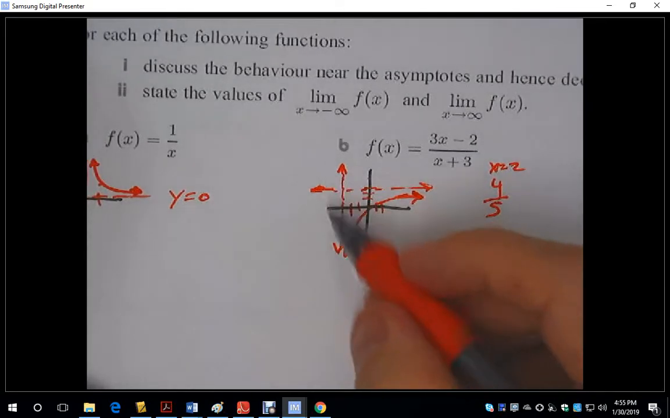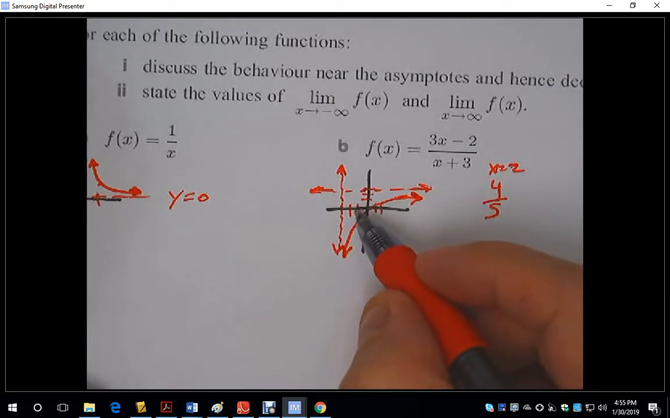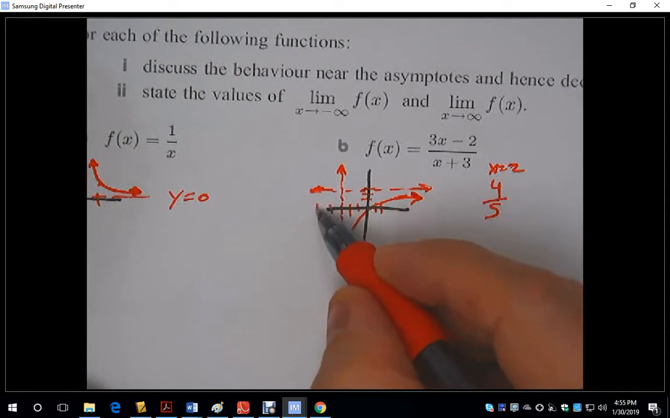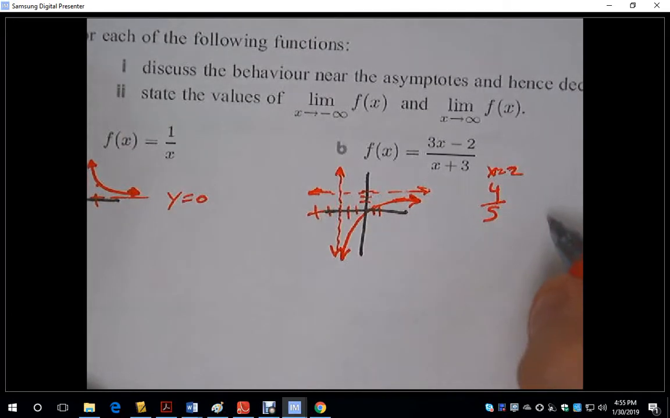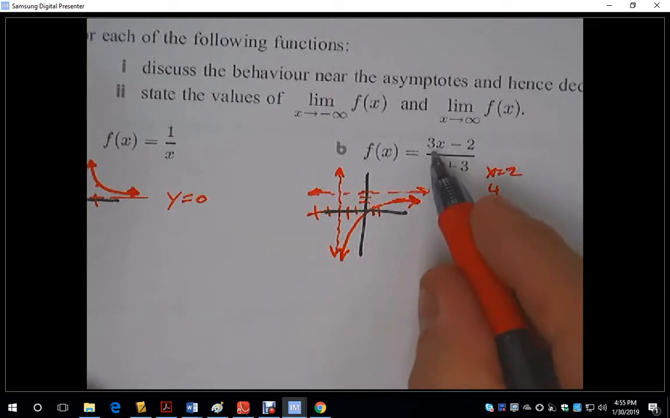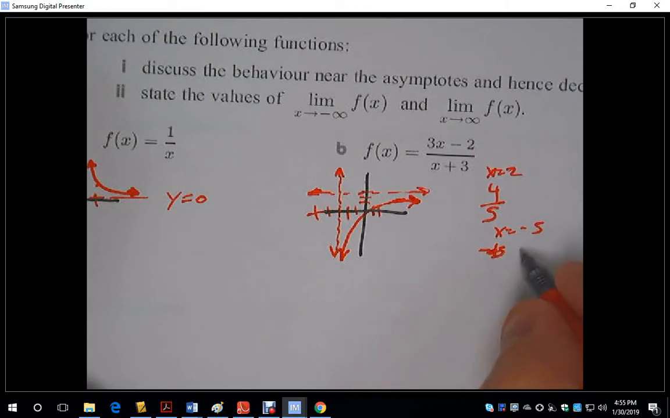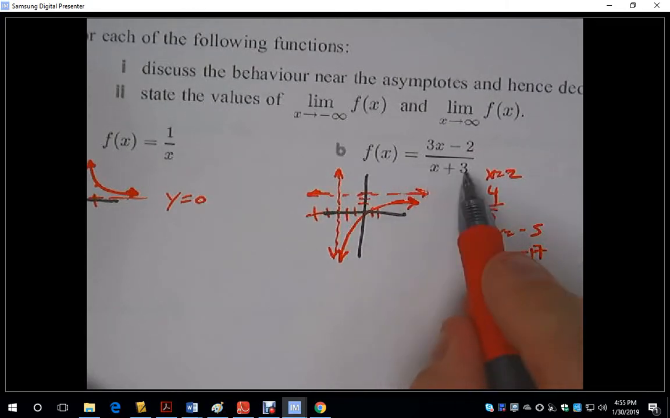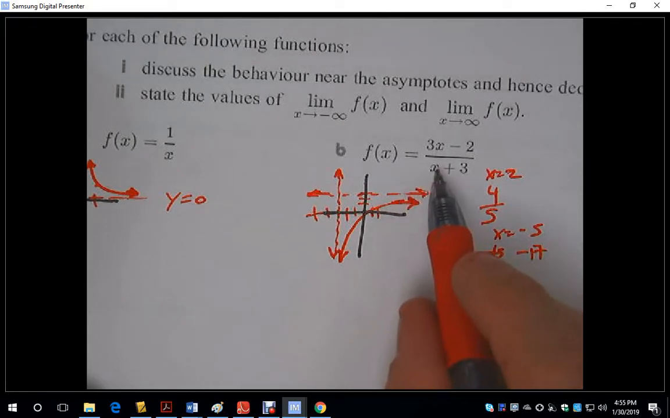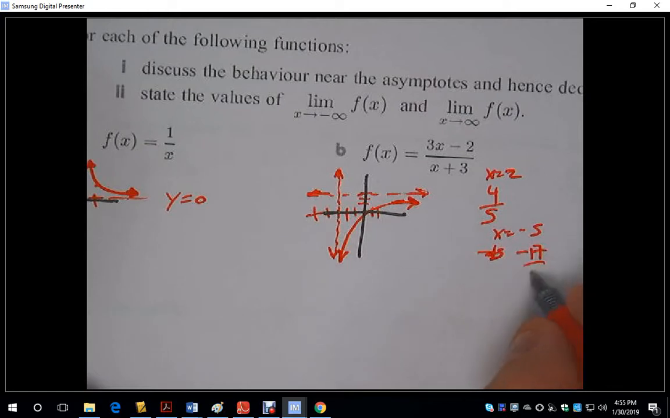Well, we're going to do the same thing on this side. So -1, -2, -3, -4, -5. Let's do -5. So I'm going to plug in -5. When x equals -5, I get 3 times -5, which is -15, and -15 minus 2 gives me -17. And then -5 plus 3 is going to give me -2.